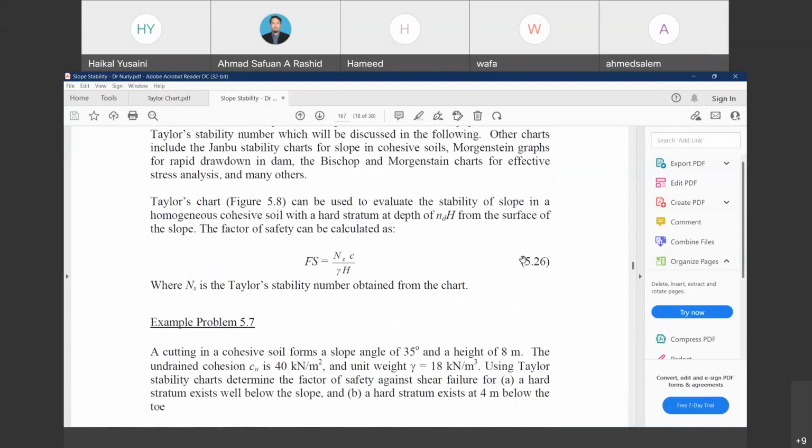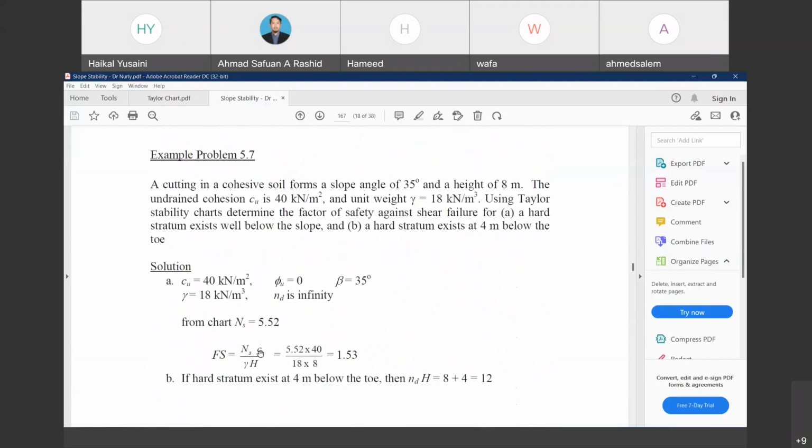We look at this formula 5.26. So the factor of safety is equal to Ns times C over gamma H. So 5.52 times 40 over 18 times 8 is equal to 1.53. So that is for part A.